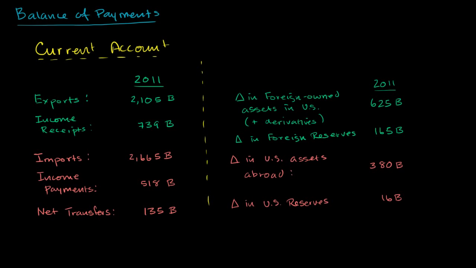In the next video, we will talk about the capital account, which focuses on transfers or payments that are due to changes in ownership of assets. And we'll see how they all balance out, either in the next video or maybe the video after that. But let's first focus on the current account.